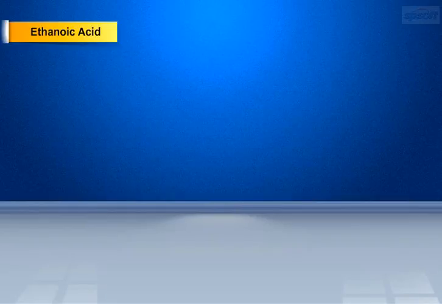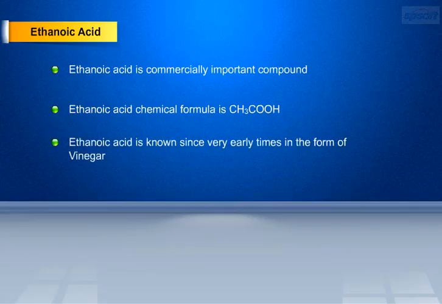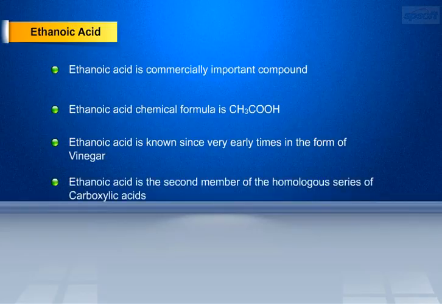Here, we are going to discuss ethanoic acid. Ethanoic acid is a commercially important compound. Its chemical formula is CH3COOH. Ethanoic acid has been known since very early times in the form of vinegar. It is the second member of the homologous series of carboxylic acids.